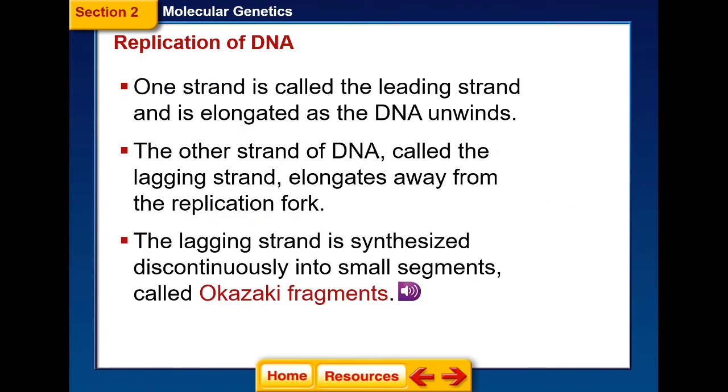Continuing on with replication. One strand is called the leading strand and is elongated as the DNA unwinds. The other strand of DNA, called the lagging strand, elongates away from the replication fork. The lagging strand is then synthesized discontinuously into small segments. Those small segments are called Okazaki fragments.